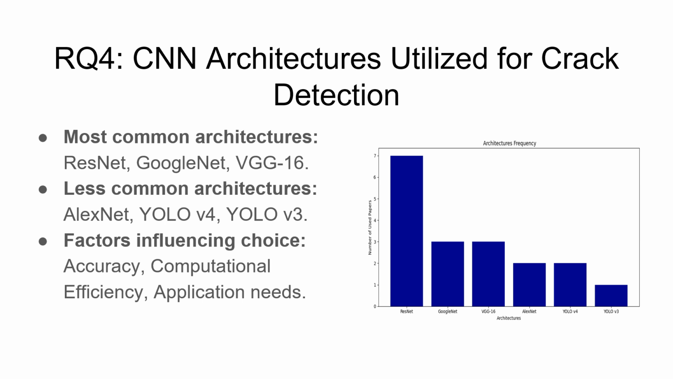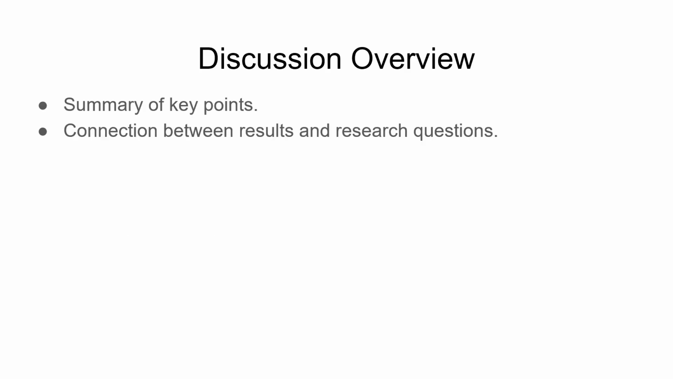As I have stated, ResNet, GoogleNet, and VGG16 have the highest frequency of use, demonstrating their popularity and effectiveness in crack detection tasks. In contrast, architectures like AlexNet, YOLO version 4, and YOLO version 3 have a lower frequency of use. In this discussion, I'll interpret our key findings, highlight their implications for the field, address limitations, and suggest directions for future research. This will help contextualize our research and their importance in advancing crack detection technologies using CNNs.